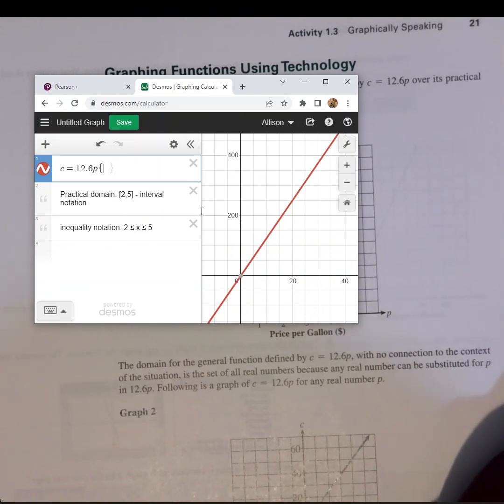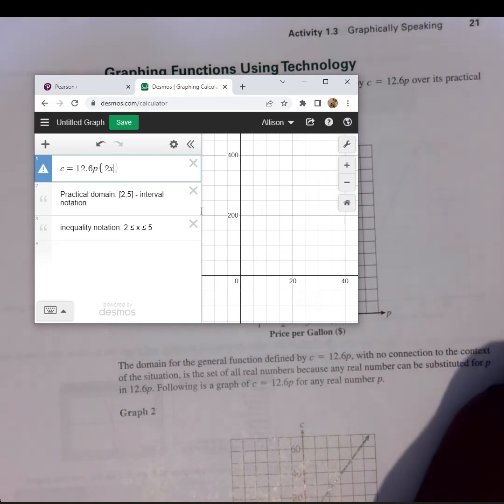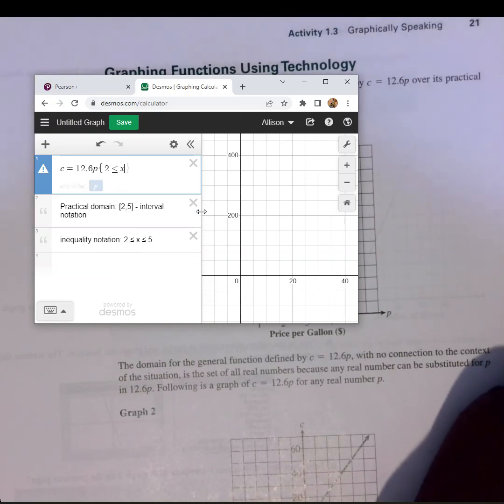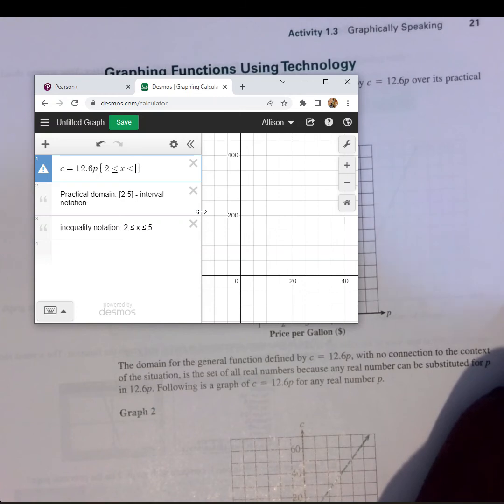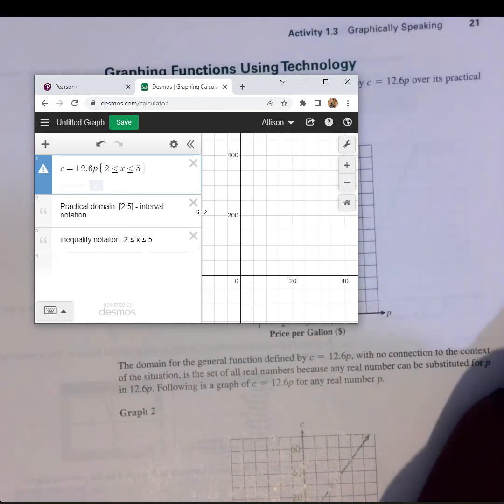So I'm going to write right after my function a curly brace. Now this curly brace does not mean discrete. It just happens to be Desmos's notation for restricted domain. It's definitely a continuous domain because I'm writing it in an inequality notation. So 2 is less than, I'm going to hit the equals key. And when I hit the equals key, it's going to pop the equal bar right underneath the inequality for me. Less than or equal to x is less than or equal to 5.